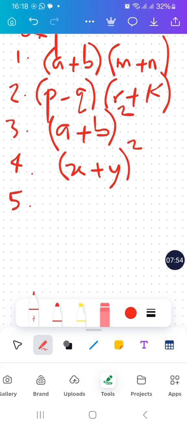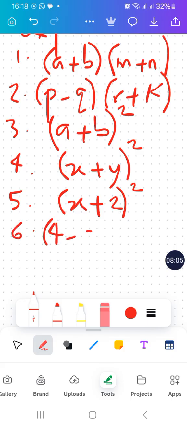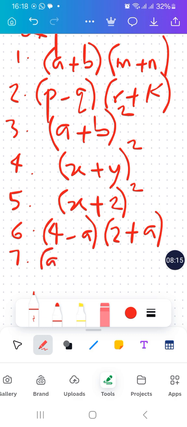x plus y all squared. Then number 5, x plus 2 all squared. We have to expand all of that. Then the next one, 4 minus a into bracket 2 plus a. The next one, a plus b into brackets 10a minus 4. So try to do all of this and submit your answer in the comment section.